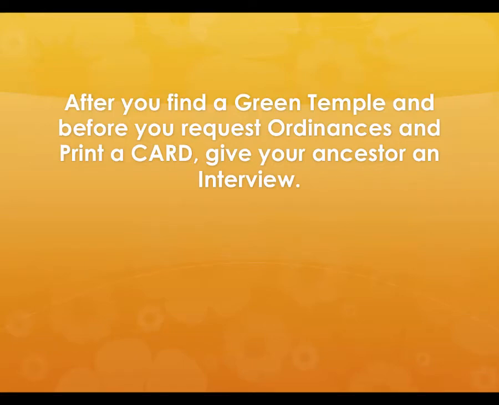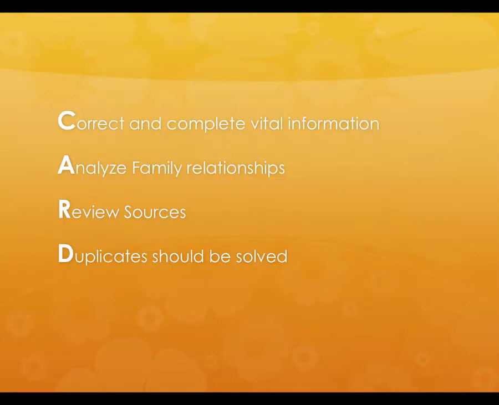After you find a green temple and before you request ordinances and print a card, give your ancestor an interview. We can remember the steps to the interview process by using the acronym CARD. C stands for Correct and Complete Vital Information. A, Analyze family relationships. R, Review sources. And the D reminds us that duplicates should be solved.